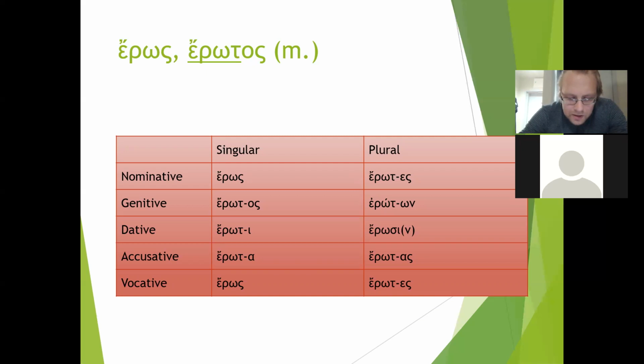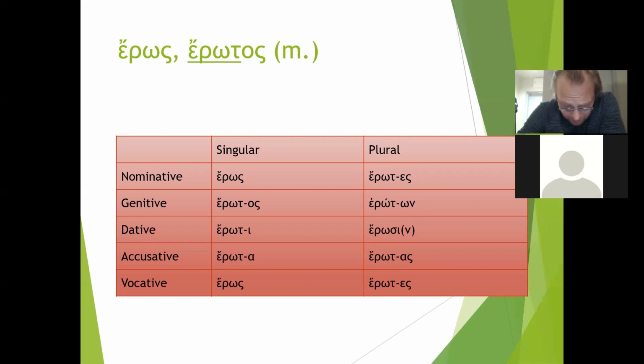The loss of the tau in the dative plural form is explained by the contraction of the concluding consonant of the stem, that is tau, and the sigma in the dative plural ending sin. If you remember from the last lecture, the tau is usually obliterated when it meets a sigma.